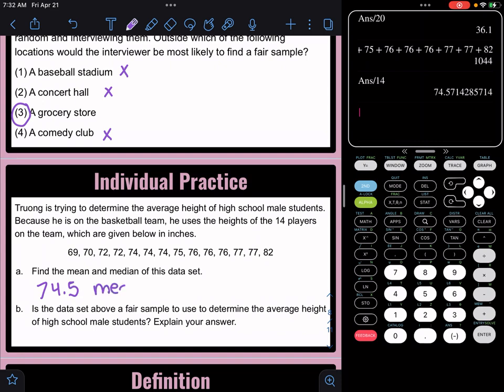This would be our median. And the median is the middle number, so let's go find the middle number. And in between 74 and 75 is 74.5. And the next question says, is this data set a fair sample to use to determine the average height of high school male students? Explain your answer. I do not think it is fair to use people from the basketball team because most of the time people from the basketball team tend to be a little bit taller.